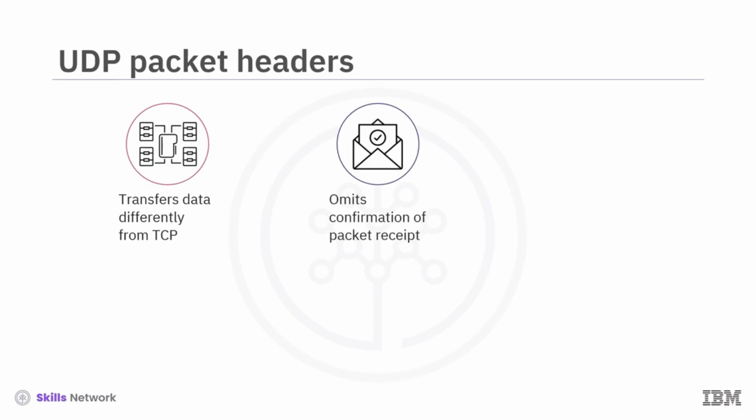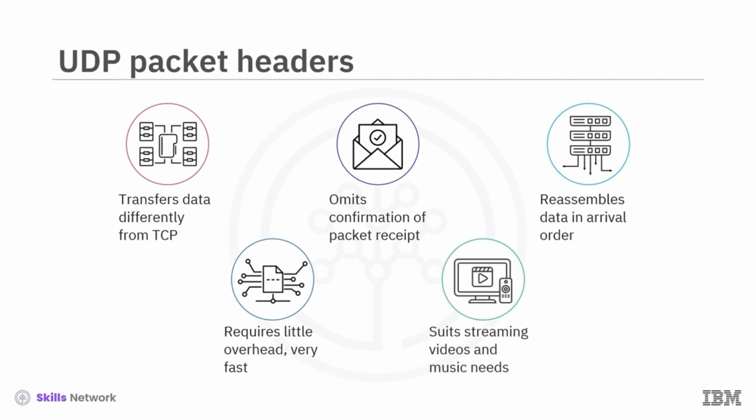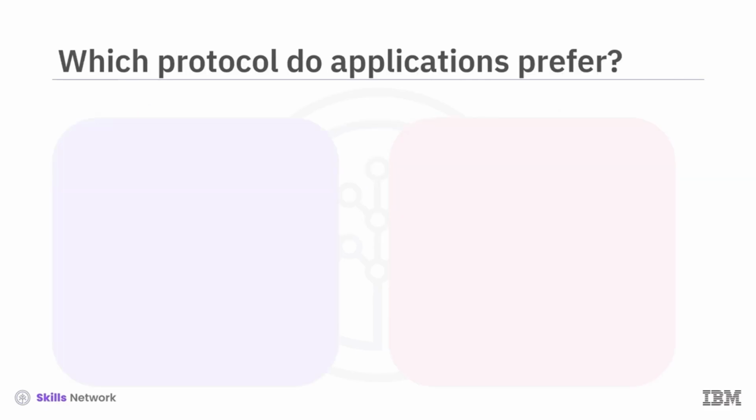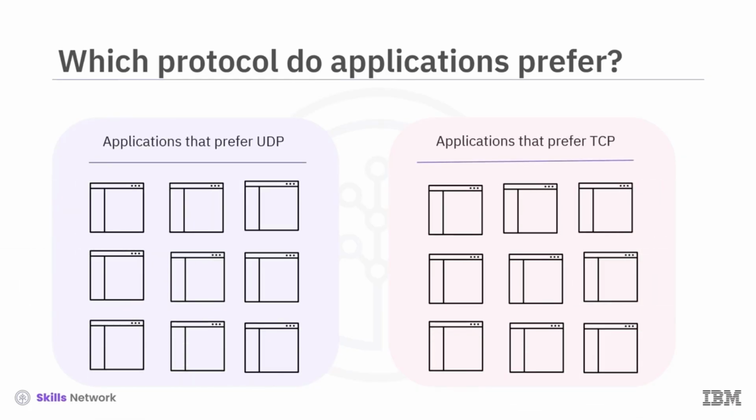UDP omits confirmation of packet receipt to the sender, and the receiver can only reassemble the data stream in the order the packets arrive, even if some are not in the order they were sent. UDP requires little overhead, so it's a high-speed protocol. UDP is suitable for streaming videos and music, where the loss or order of a few packets is insignificant. So, which protocols do applications prefer? Each application has its preferred protocol. Some applications prefer UDP, and other applications prefer TCP.